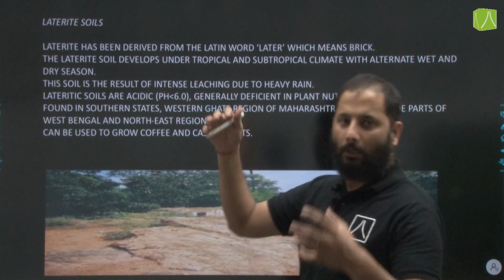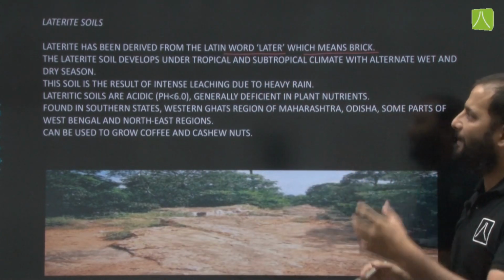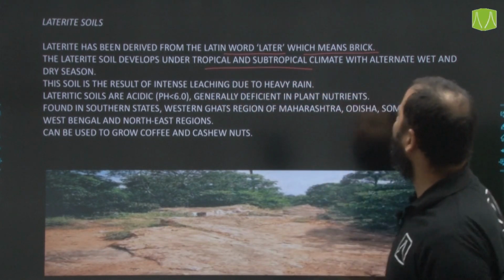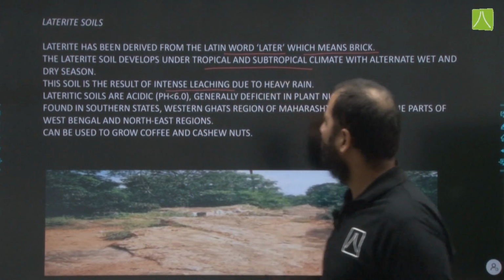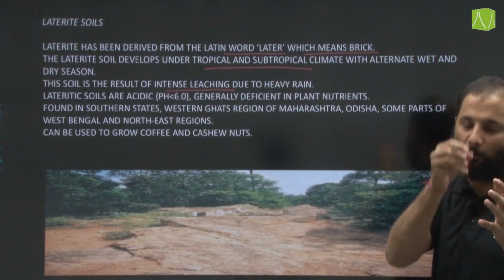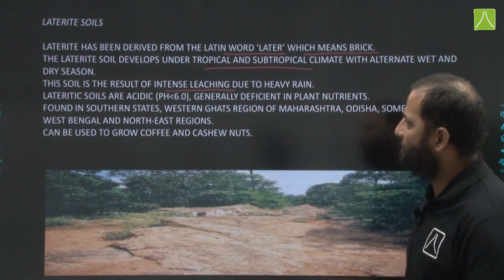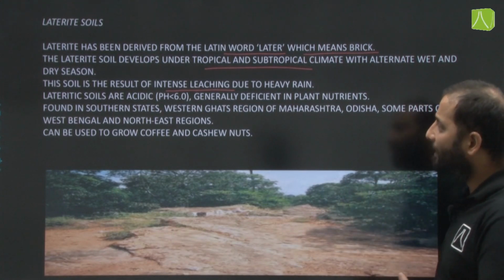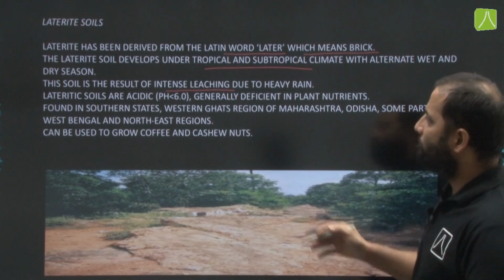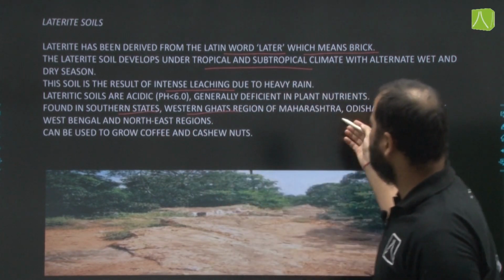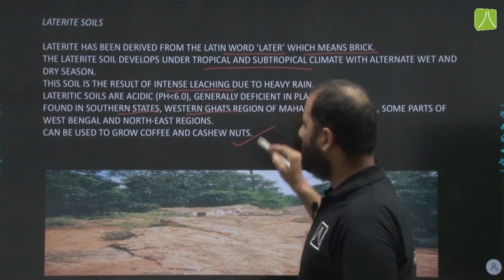Next is your laterite soil, again from the Latin word later, which means brick. The laterite soil develops under tropical as well as subtropical climate with alternate wet and dry spells. This soil is a result of intense leaching due to heavy rains. So these soils are generally found in your Western Ghat region and in your northeastern states as well, where there is intense rain. Lateritic soils are acidic and generally deficient in plant nutrients. Found in southern states, Western Ghats and regions of Maharashtra, Odisha, some parts of West Bengal and northeastern regions. Can be used to grow coffee and cashew nuts.